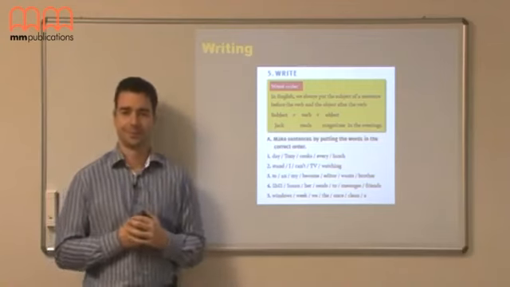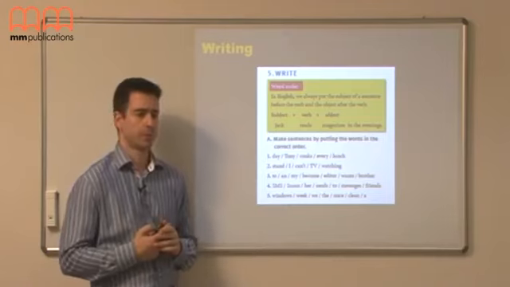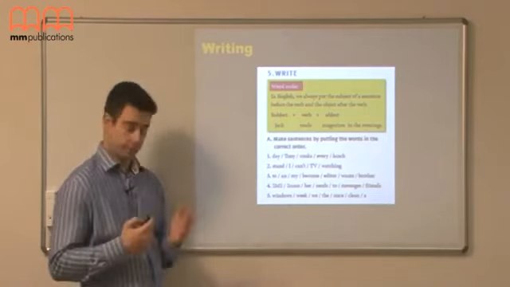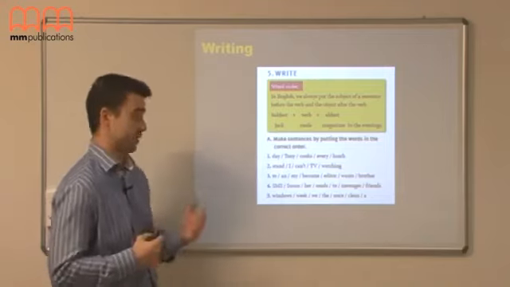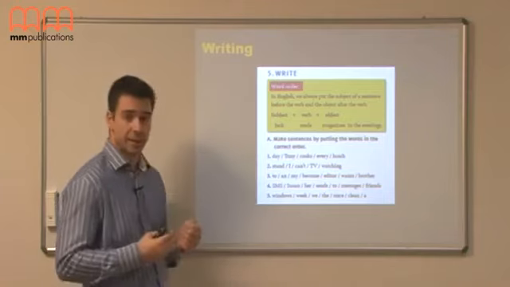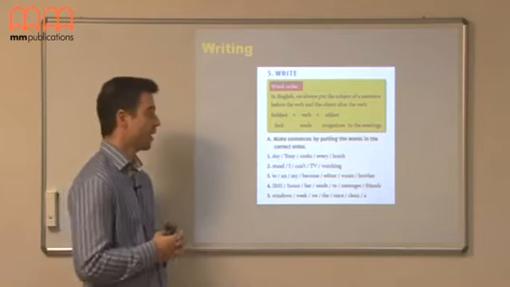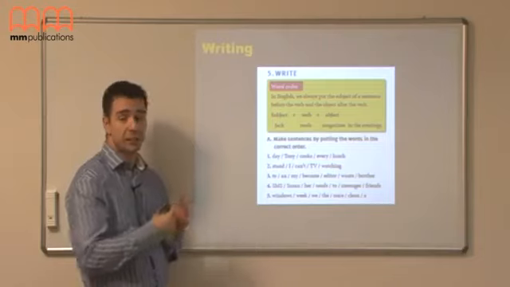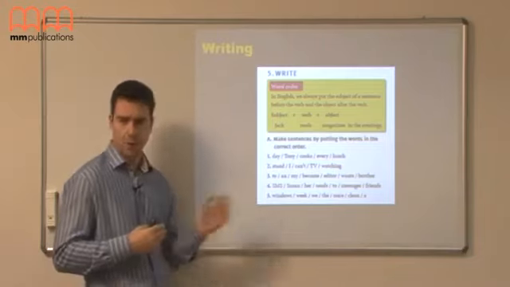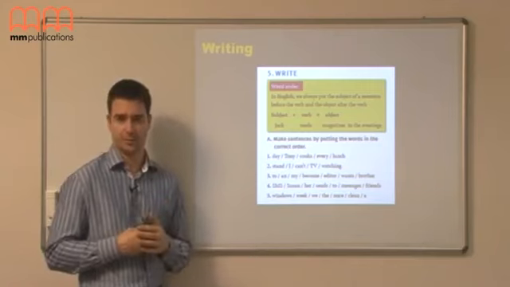Now, let's check our answers to the other questions. Number 2. Which is the correct order for sentence number 2? I can't stand watching TV. Very good. I is the subject, okay. Can't stand is the verb, all right. And watching TV is the object. Okay, very good. And the same goes for the other questions.